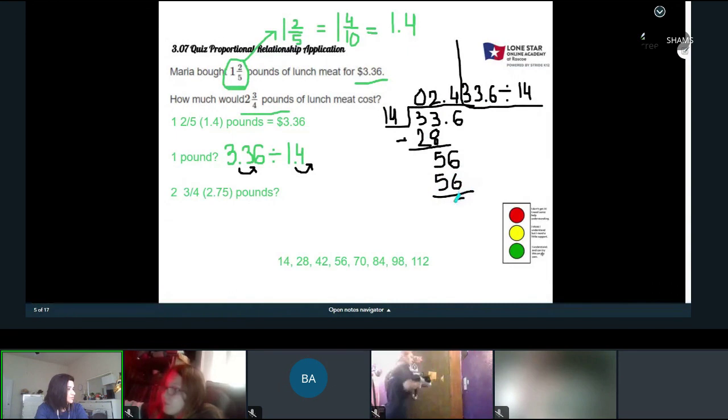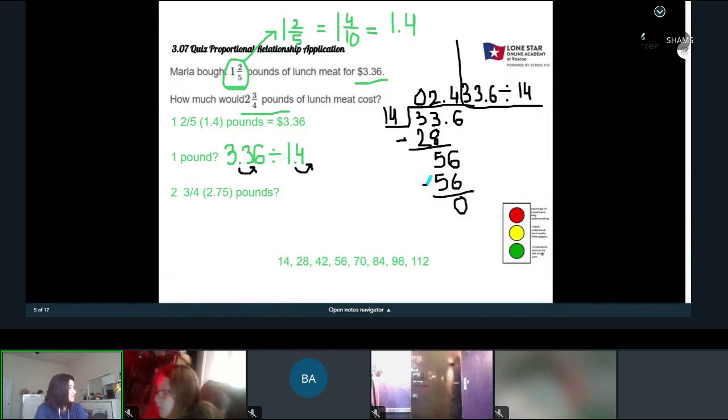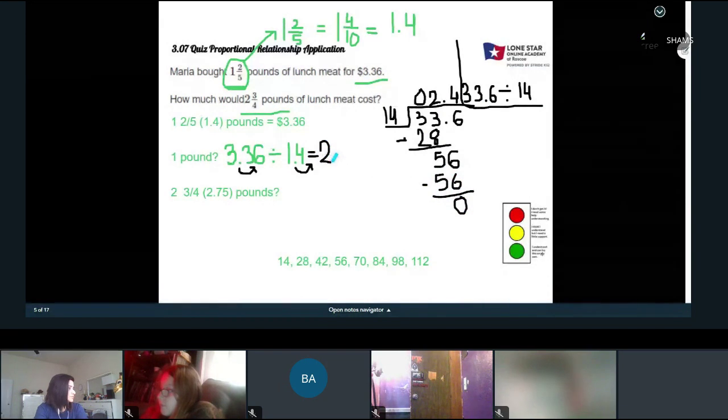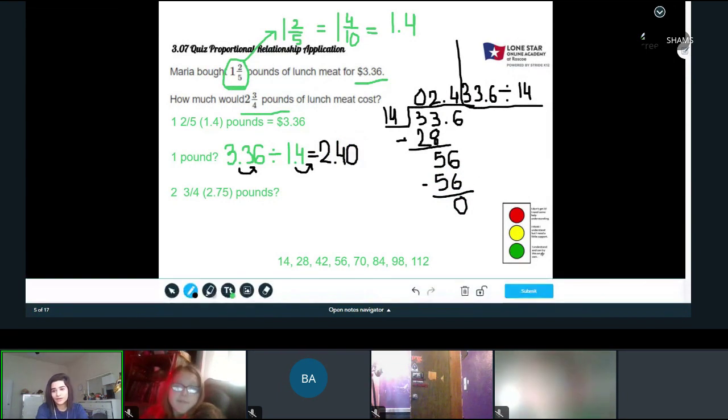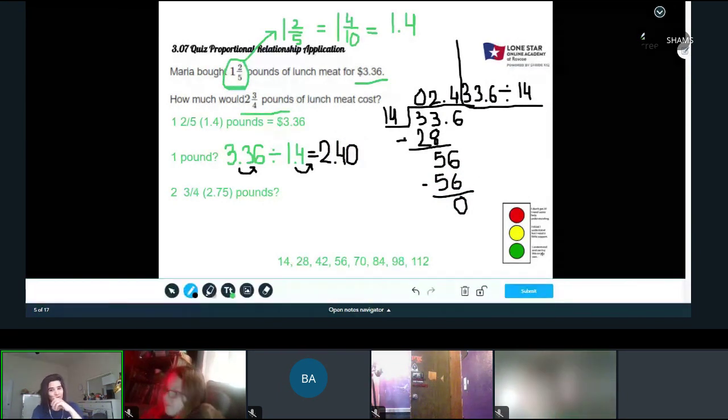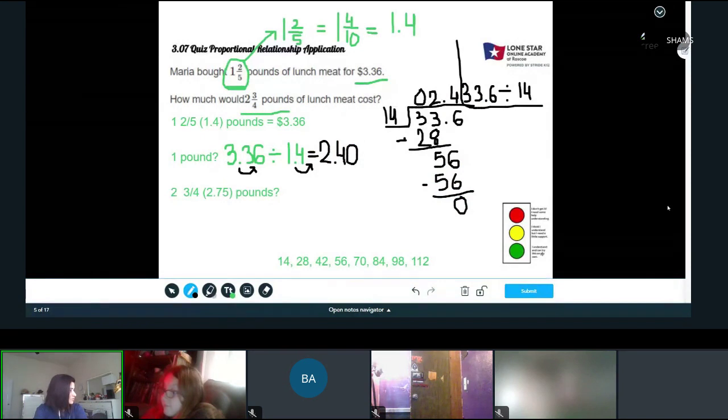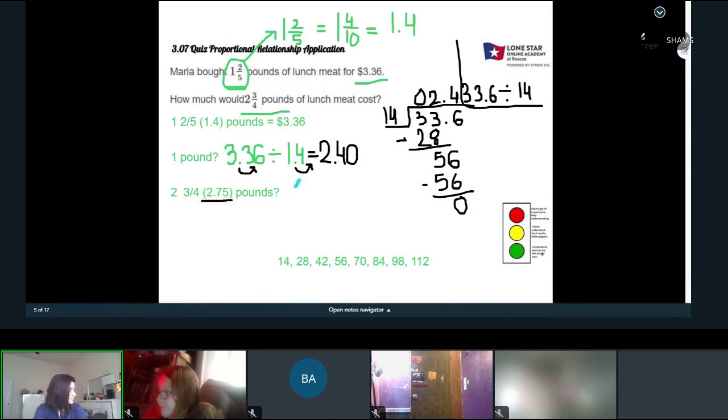Absolutely. So the cost of 1 pound will be $2.40, right? Or 2.4, or $2.40 is the cost of one. And if you want to find the cost of more, you will simply multiply, right? You want to find the cost of 2 pounds, 2.75 pounds, you will do 2.40 times.